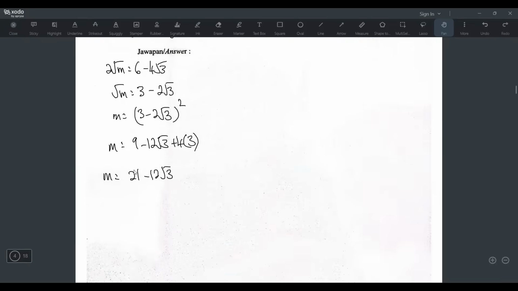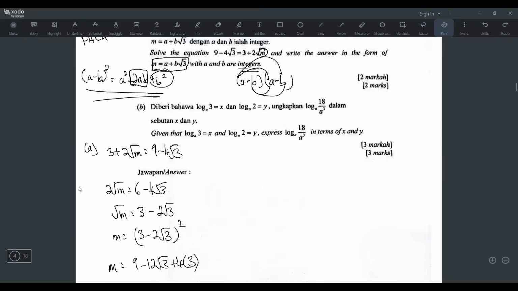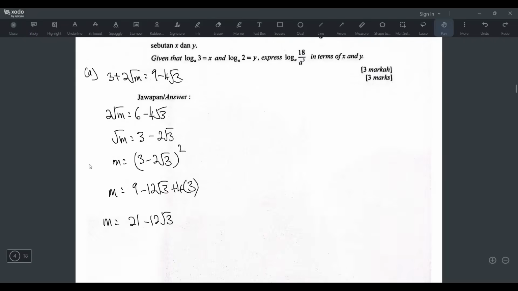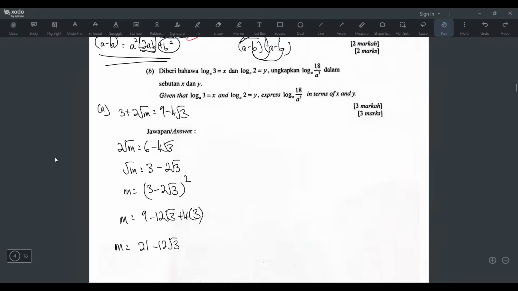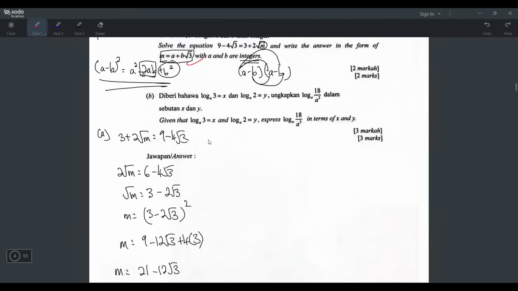So your a is 21, and your b is negative 12. They want your answer in this form, and my answer is already in this form. So that is your answer. I'm done. Now we can continue for B. I'll just do it here.